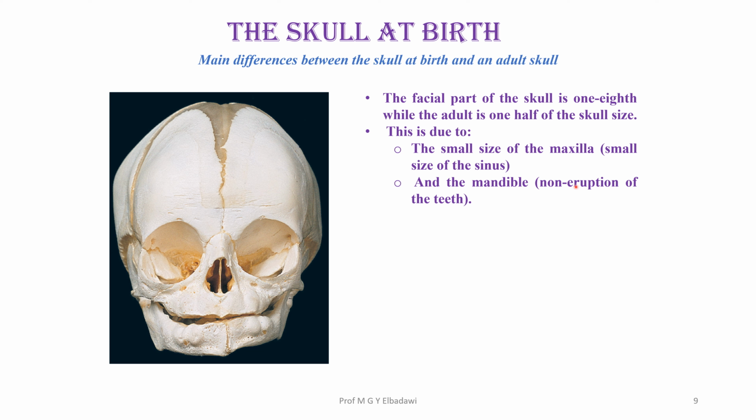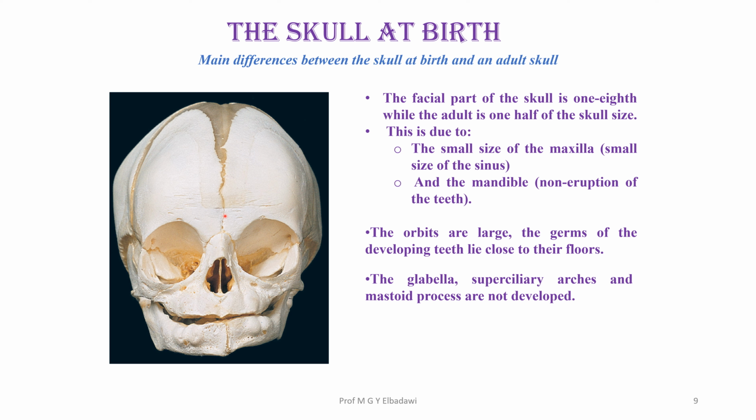The mandible, which has not erupted teeth, is very small in size, as you can see here. So the small size of the mandible and the small size of the maxilla, here you can see the maxilla here is very small. The orbits are large, as you can see here. The germs of the developing teeth are close to their floors, almost the developing teeth are very close to the floor of the orbit.